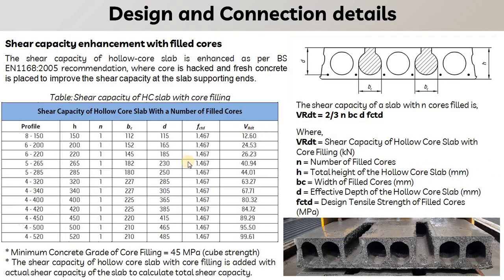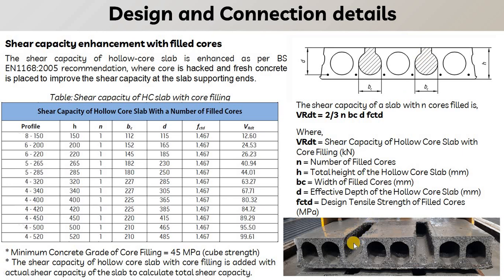So in case of the shear capacity, in some of the structures there is a special requirement in which the shear capacity of the hollow core slab has to be enhanced, or we can say where the shear capacity is required to be on the higher side. The shear capacity of the hollow core slab can be increased by filling up the cores of the slab. So how can it be done?